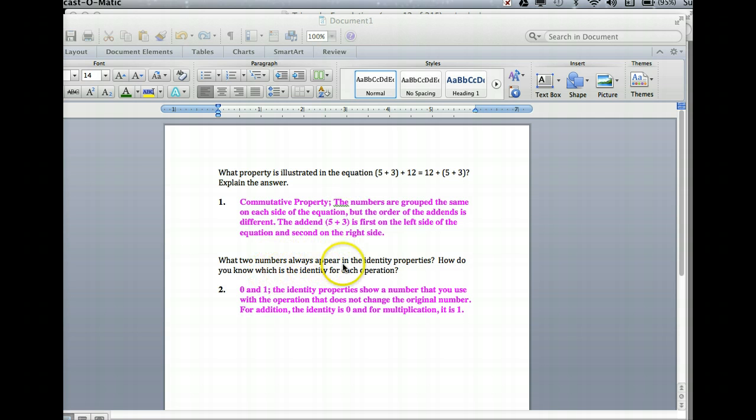So what two numbers always appear in the identity properties? Well, that's a 0 and a 1. How do you know which is the identity for each operation? The identity properties show a number that you use with the operation that does not change the original number. For addition, the identity is 0, because you can add 0 to any number and it doesn't change. And for multiplication, it is 1, because you multiply any number times 1 and it doesn't change.